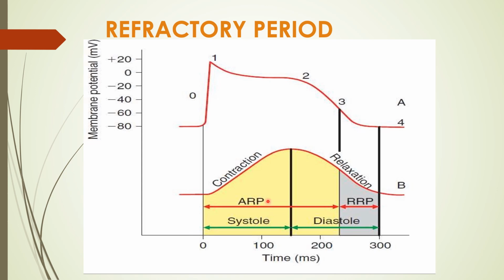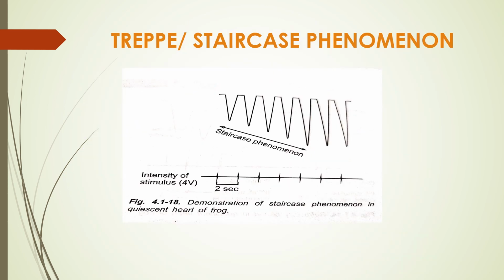If it goes on contracting during the filling phase, what happens? It is not able to function as a pump. It has to fill during the relaxation period and then contract again so that the blood is pumped out completely out of the heart, and then again it has to relax, and this cycle has to continue in a sequential way. That's why this long refractory period is very helpful in the heart functioning normally. So the next property is Treppe or the staircase phenomenon.